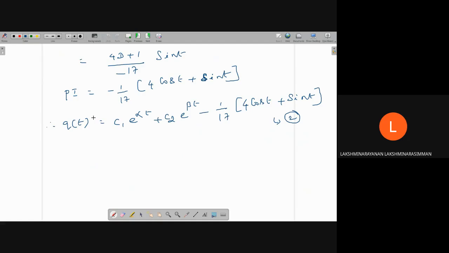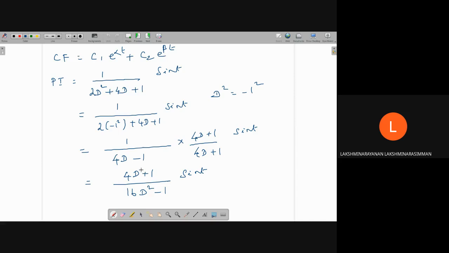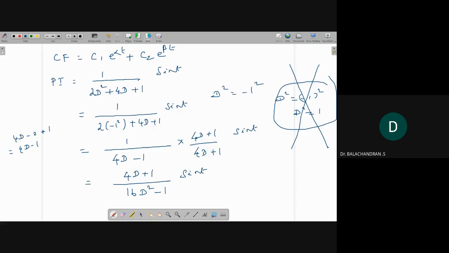Sir, in the particular integral, is the denominator 4D plus 3 or 4D minus 1? Yes, here it is 4D, this is minus 2 plus 1, so 4D minus 1. Maybe you did it like this: if you take D square equal to minus 1 whole square, then D square equals 1, so 2 plus 3, so 4D plus 3. So already I told that this is wrong. Anyway, it's a reasonable question.